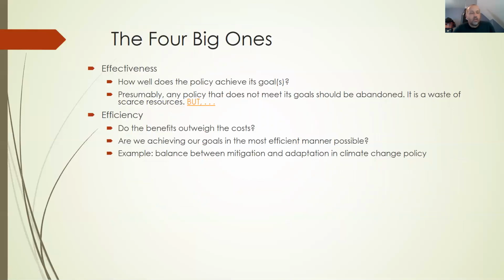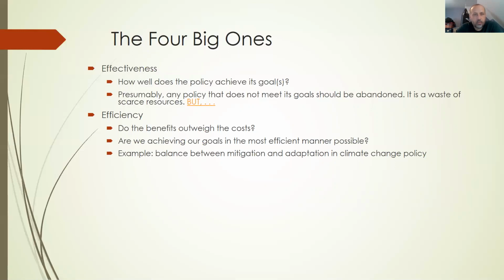So let's move on. Efficiency, okay? Efficiency is related to effectiveness in that effectiveness is half of the equation. What we're talking about is, do the benefits outweigh the costs? So another way of thinking about efficiency is cost effectiveness, where we're seeing how much it costs per unit of effectiveness, because we're trying to be as efficient as possible. We want to get the most bang for our buck.